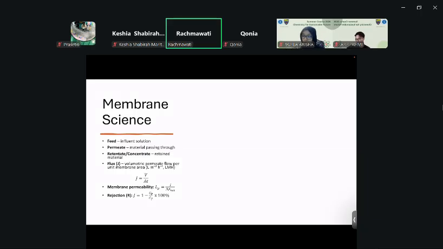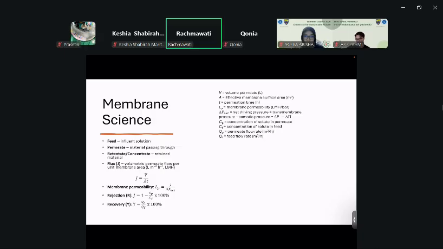And there is also rejection. It's calculated as 1 minus Cp, the concentration of the permeate, over Cf, the concentration of the feed solution, times 100%. You actually want a higher rejection, because that means the membrane works very well in rejecting, in this case, the water pollutants. And there's also recovery. It's QP over QF, the permeate flow rate divided by the feed flow rate, times 100%.